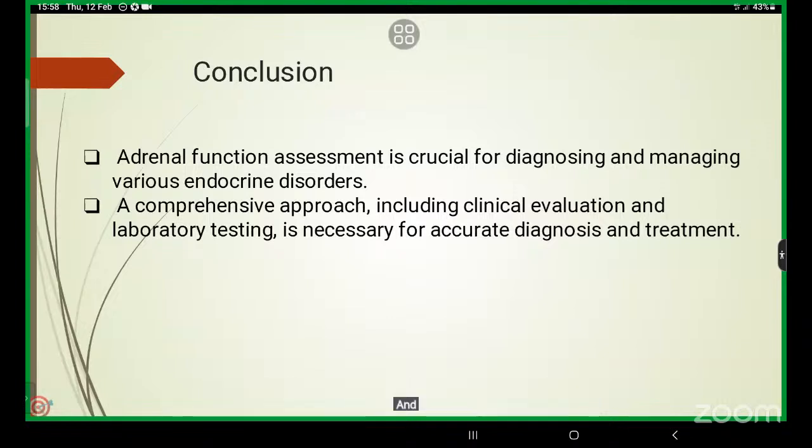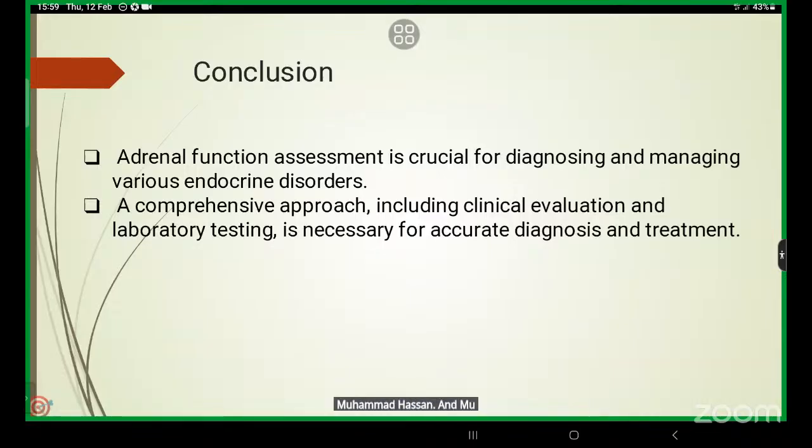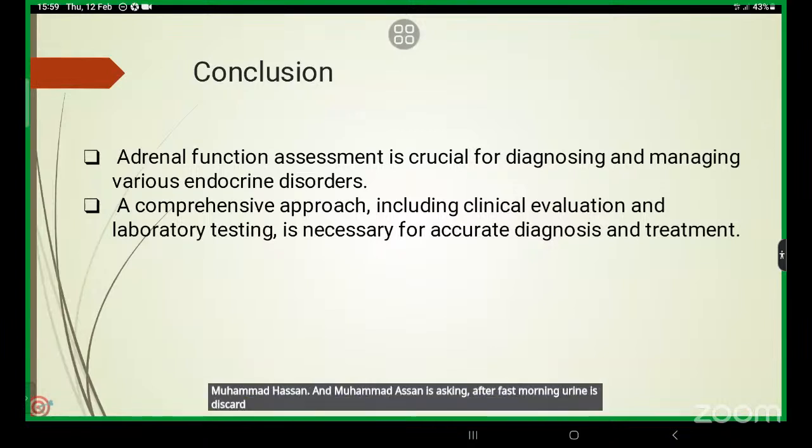At this point, I'm just going to allow questions and comments, or anyone who has an addition to what has been presented. Then maybe we can discuss. But I would want to know what you do where you are, and maybe your experience with some of these tests. So I'll pick the first one from Mohammed Hassan. Mohammed Hassan is asking: after the first morning urine is discarded, do you immediately start your timer for sample collection, or does the 24 hours start from the time the first urine sample is voided into the container? Agri, if you have the answer.